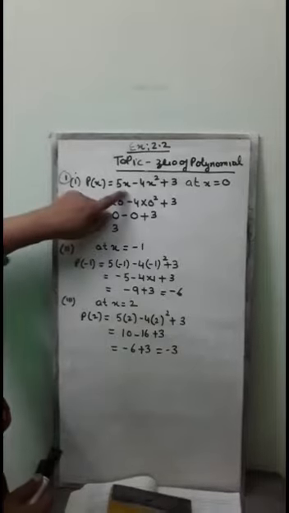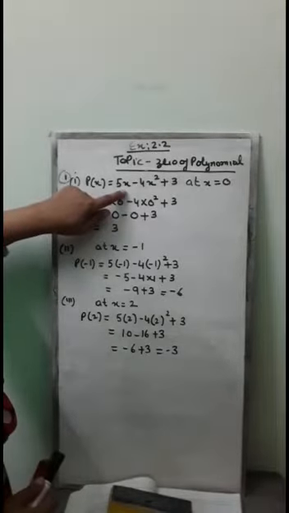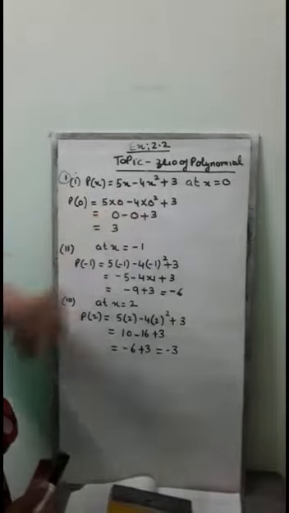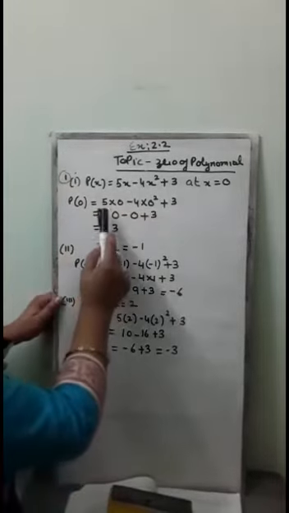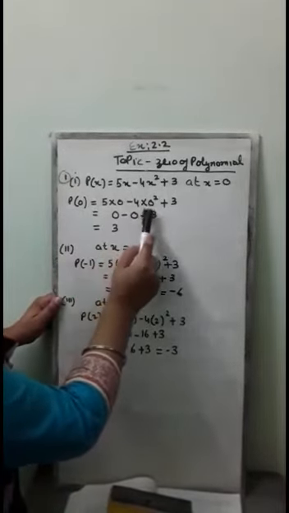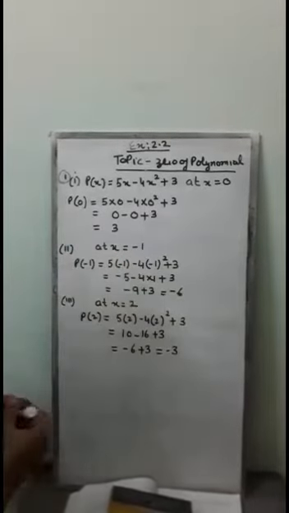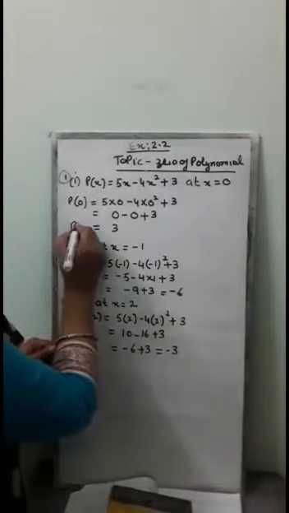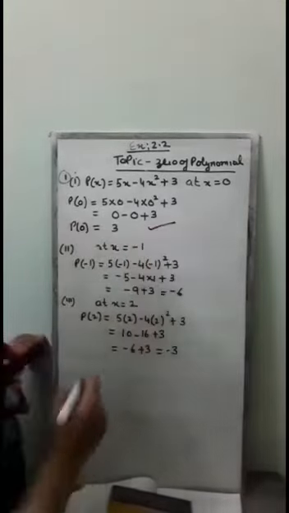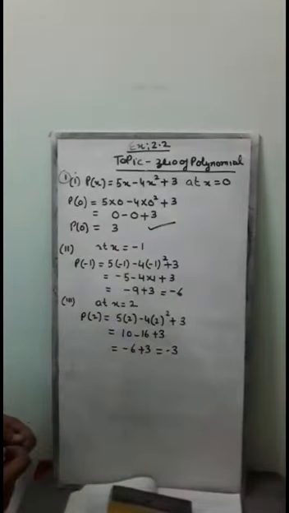Clear? You will remove x and put the value of x at place of x. Clear? What you will get? 5 into 0 is 0, minus 4 into 0 square is 0, plus 3. Your answer of p(0) will be 3. p(0) is 3, means value of polynomial at x is equal to 0 is 3.